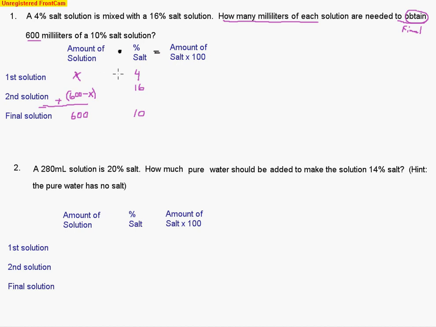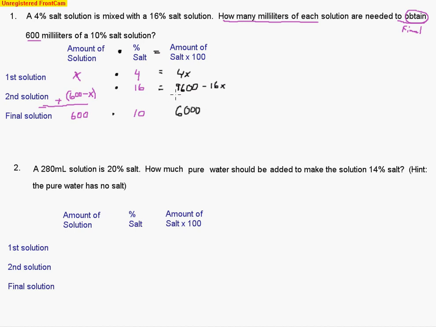So all I'm going to do is take these numbers here, the amount of solution, and multiply it by the percent of salt. So it becomes 4x for this part. Here we have to use the distributive property, so 16 times 600. And when we do that, that makes 9600. Now we're dealing with bigger numbers because I'm not changing these percents to decimals, but again, we don't have to deal with the decimals this way. Minus 16x. And then from there, we go ahead and multiply these two numbers as well. And 600 times 10 leaves me with 6,000.